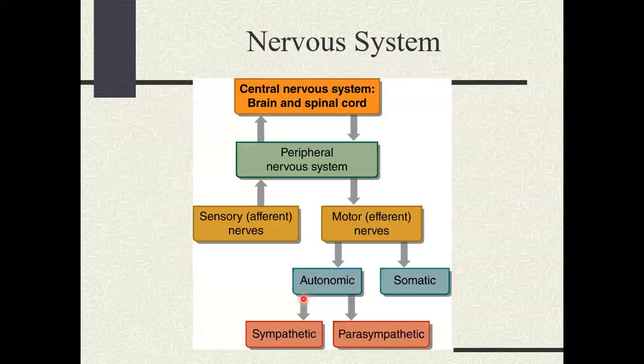When we talk about the nervous system, we talk about the basics as far as the brain and the spinal cord being the central nervous system, right? Then that signal goes back and forth to the periphery, okay? It goes through our sensory and motor nerves. And on our motor side, we are going to see our somatic and autonomic nervous system.